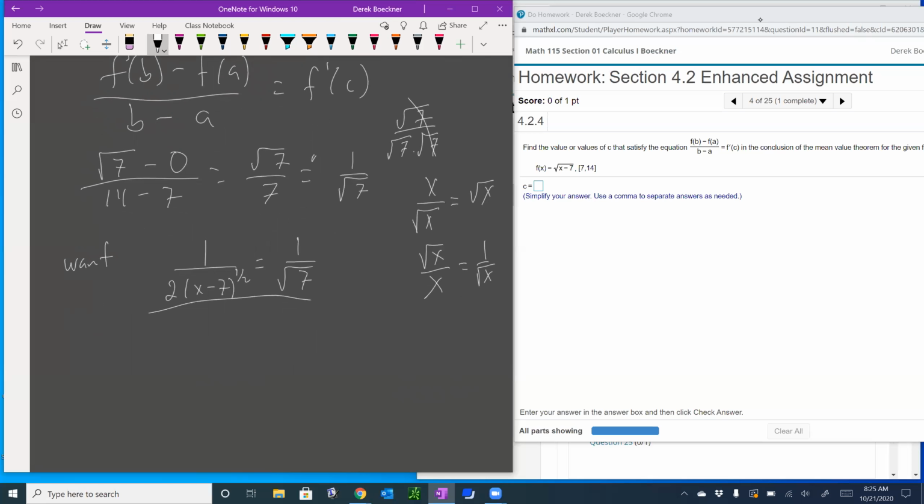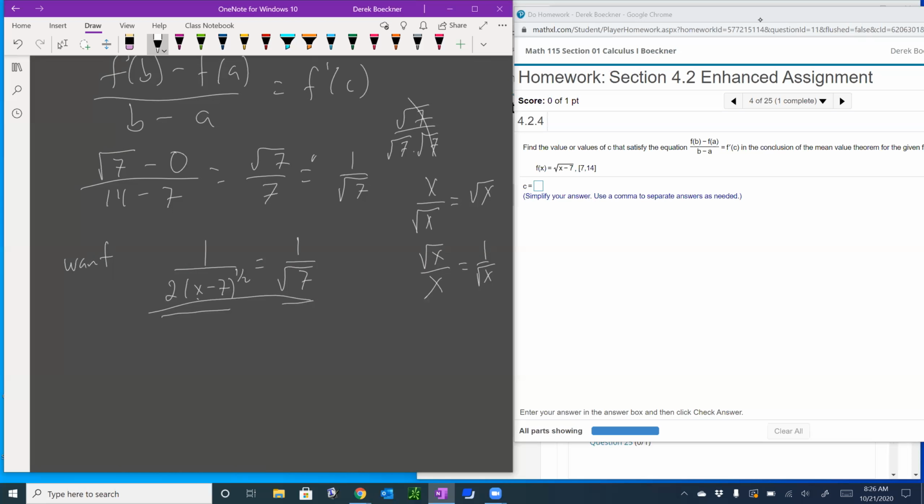Other questions before we ask, why is this the thing that we want? Okay, so why is this what we want? This is the derivative. We want to set the derivative equal to the slope of the secant line. Figure out where that happens. So to figure out where that happens, we solve for x in this equation after we set them equal to each other.